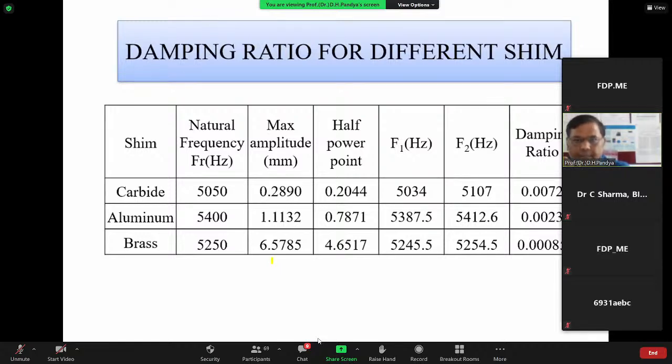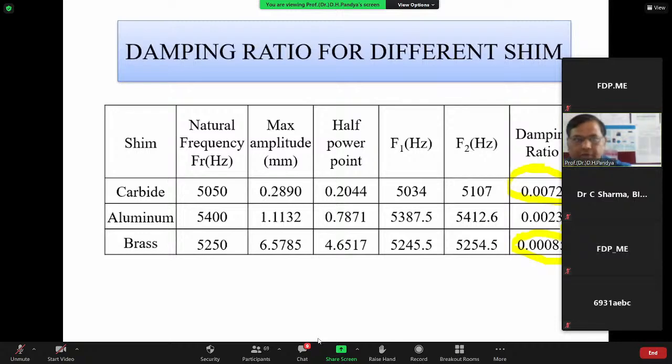As you can see here, we are getting the damping ratio using the half power bandwidth method. We are getting the damping ratio of the system in carbide, aluminum, and brass. So you can observe here, brass has a very low damping ratio, and carbide has a higher damping ratio. I'm not saying good or bad, right? This is higher and this one is lower, right? I'm going to discuss a lot more on the basis of this. I'm going to give you a lot of ideas and topics of discussion, right?